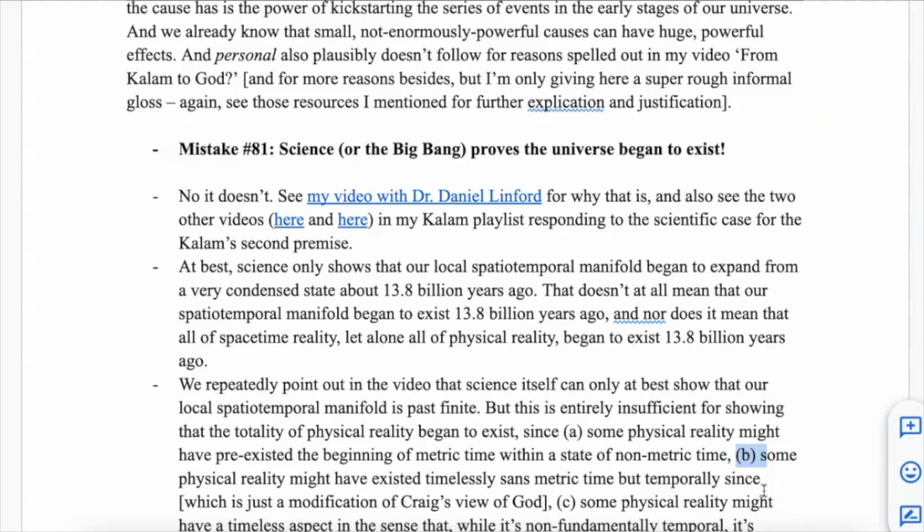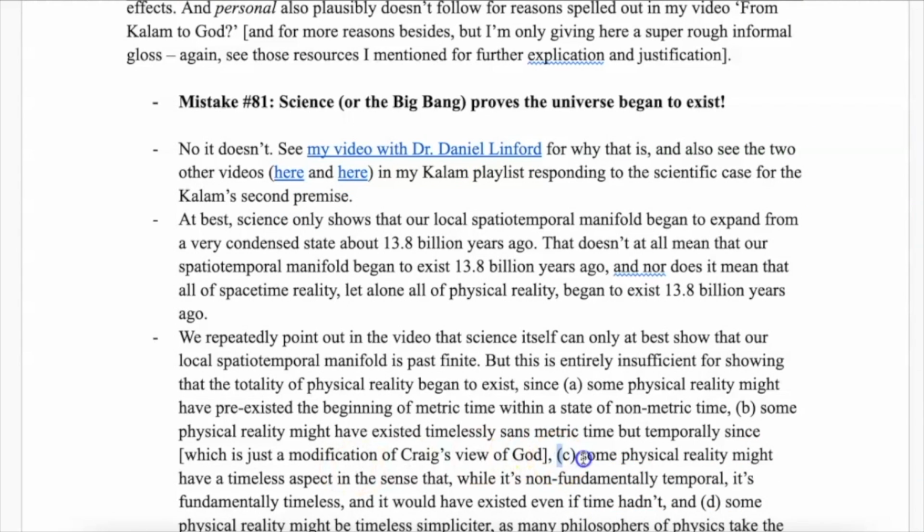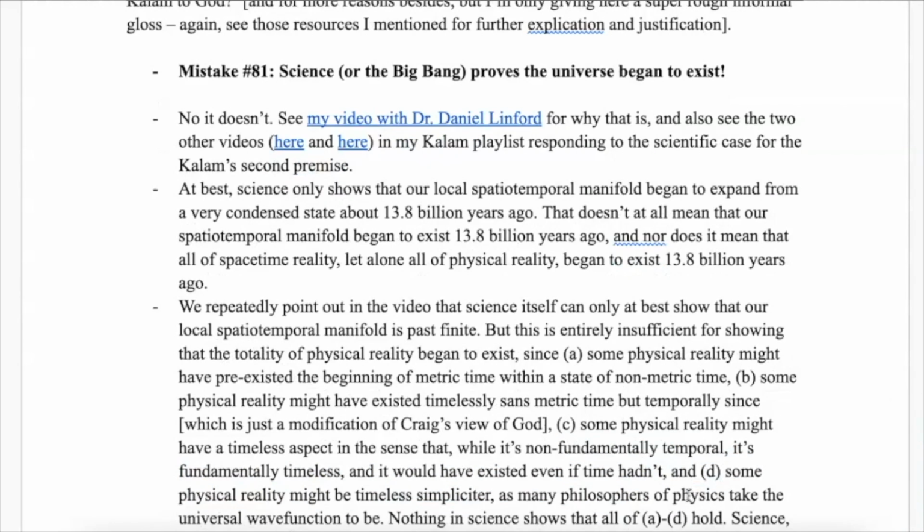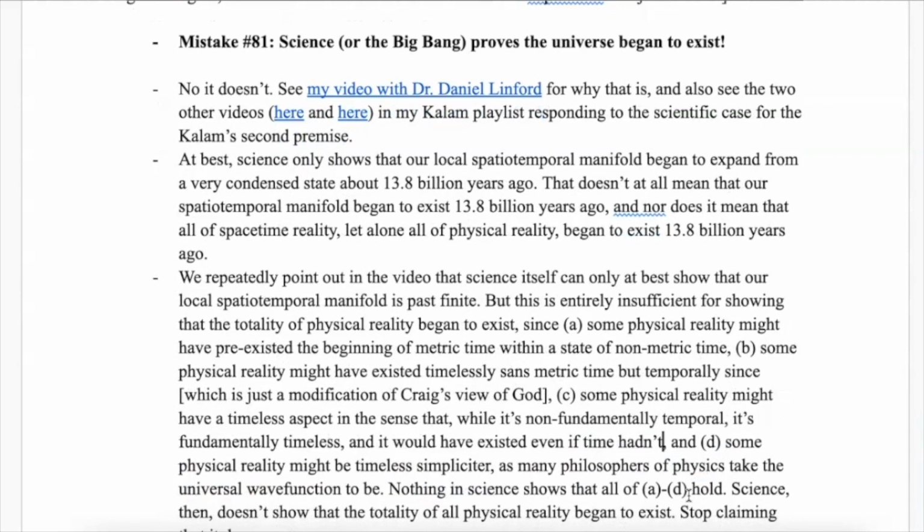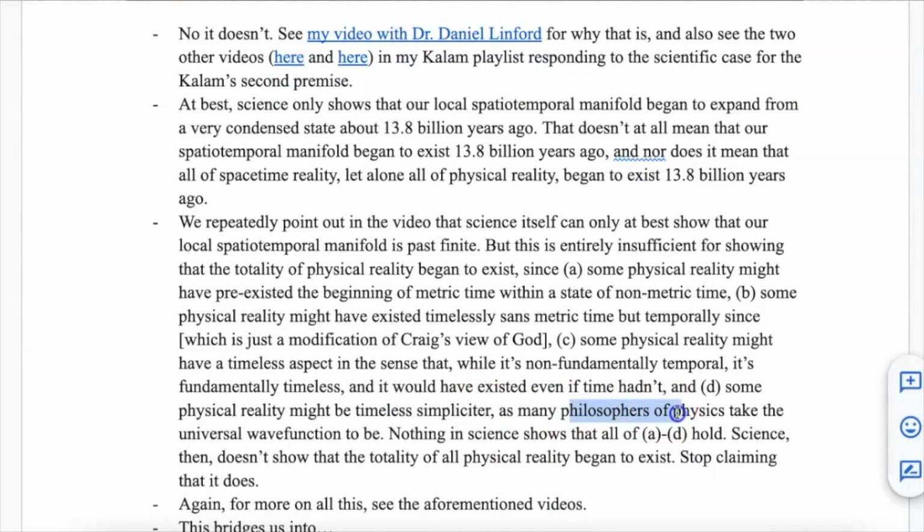view of God as applied to some physical reality, C, some physical reality might have a timeless aspect in the sense that while it's non-fundamentally temporal, it's fundamentally timeless, and it would have existed even if time hadn't, and D, some physical reality might be timeless simpliciter, as many physicists and philosophers of physics take the universal wave function to be. Nothing in science shows that all of A through D hold.